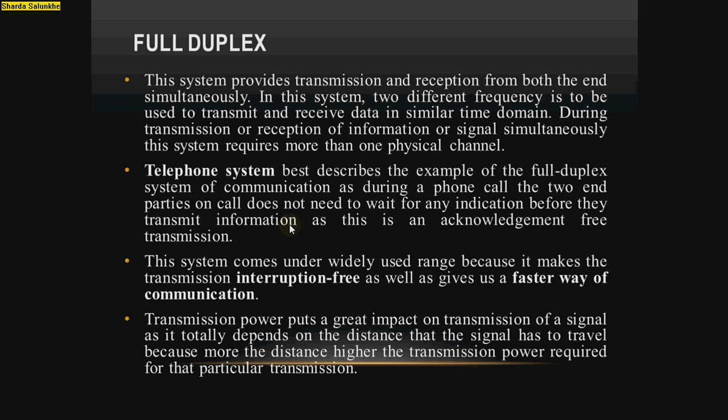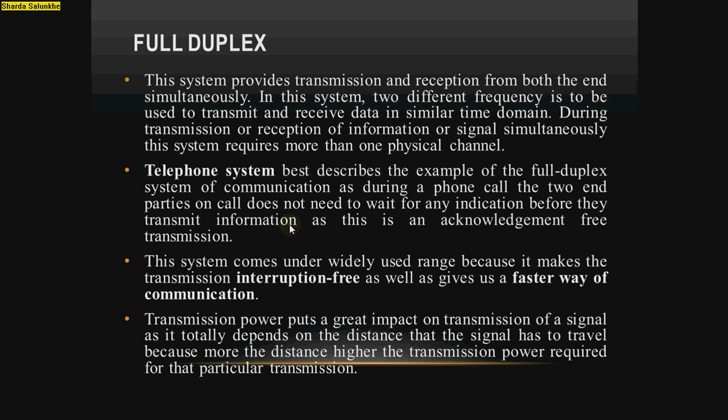The best example is the telephone system. The telephone system best describes the example of the full duplex system of communication. During the phone call, the two parties on the call do not need to wait for any indication before they transmit the information, as this is an acknowledgement free transmission.